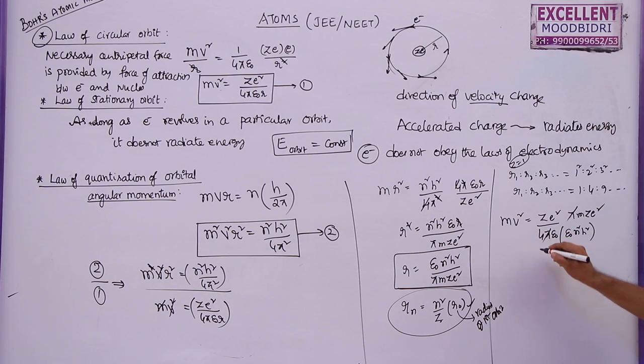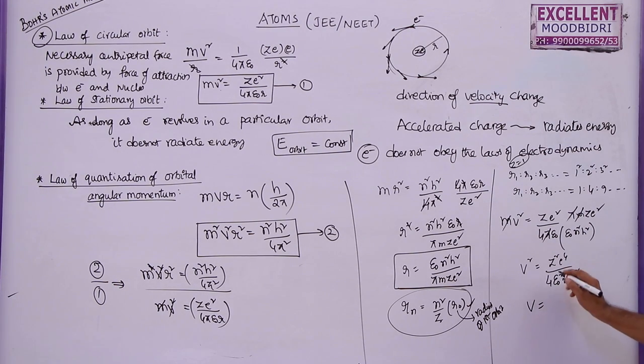Now you cancel pi and pi. Here we can cancel m and m also. v square is equal to z square into z square, so this is z square e power 4 by 4 epsilon naught square n square h square. v is equal to the square root of this, you will get ze square by 2 epsilon naught n h. So this is the velocity of the electron in the nth orbit.